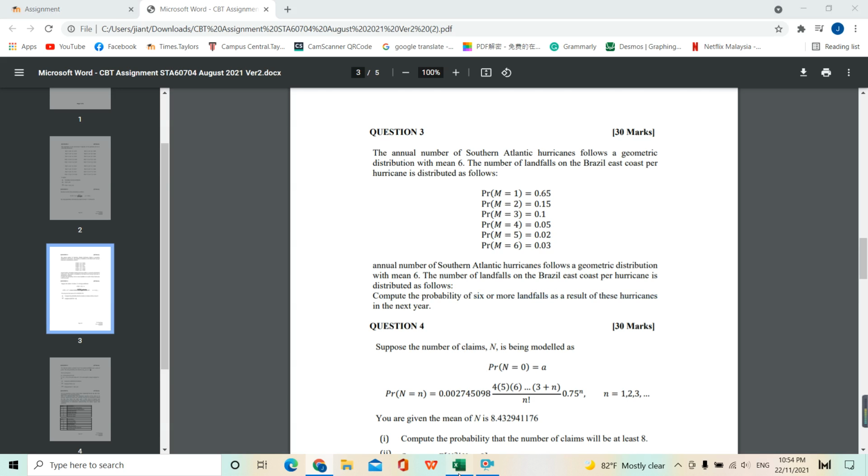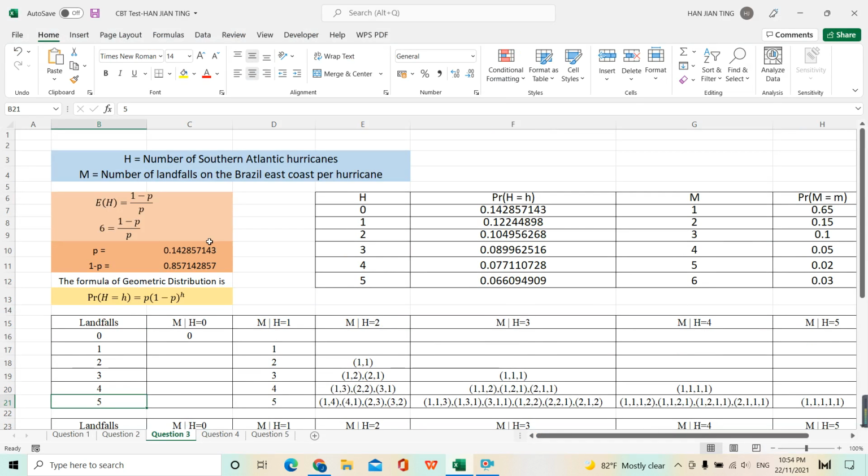For this question, first I let h be the number of southern Atlantic hurricanes and m be the number of landfalls on the greatest east coast per hurricane. Because this is a geometric distribution, the mean will be (1 minus p) divided by p. Given the mean is equal to 6, we substitute 6 inside, then we can get p equal to 1/7 and 1 minus p.